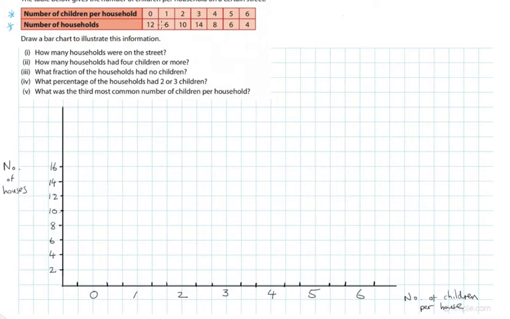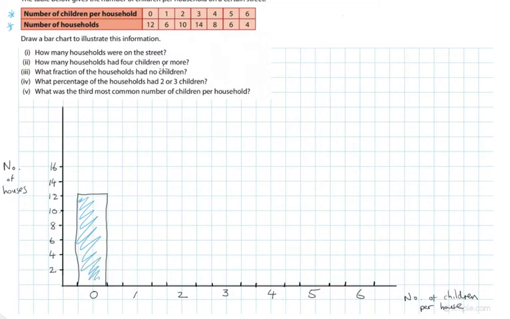All right, now we're ready to draw a graph. So let's have a look. The number of households that had no children was 12. So it was 12 households that had no children. So that means we can draw our line up to 12 and across and down. And I'll put in blue here. I'll do a quick job.